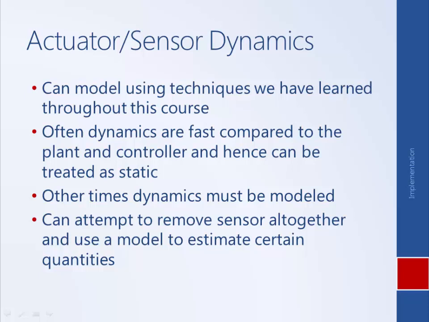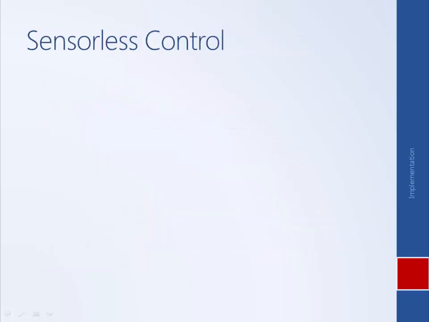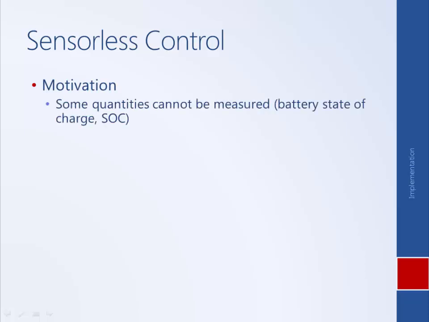Another approach is to remove the sensor altogether, and instead of measuring the output, we can use a model to estimate that quantity. We'll talk about this in a little bit more detail here. So let's discuss sensorless control, trying to perform control without a sensor. What's the motivation for this? One is that some quantities cannot be measured. For example, the state of charge of a battery. There is no sensor that can measure the state of charge of the battery, so we have no other choice but to try and estimate it from other things.